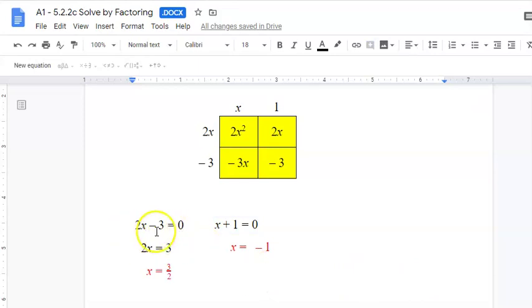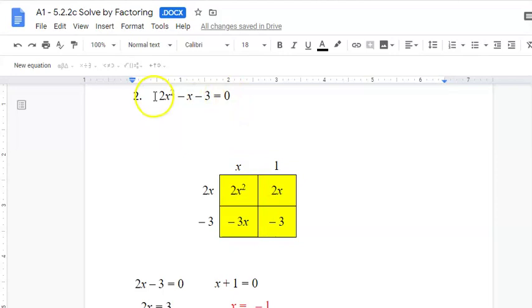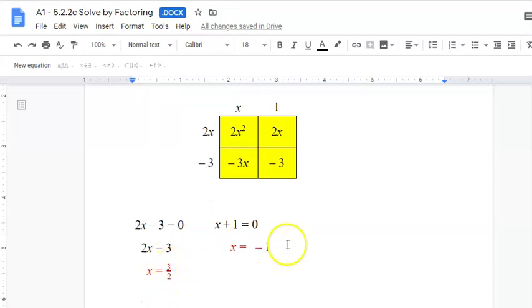To solve this first equation, you would add 3 to both sides to get 2x is equal to 3, and then divide both sides by 2 to get x equals 3 over 2. In the second equation, x plus 1 equals 0, you would subtract 1 from both sides to get x is equal to negative 1. One way to check your answer is to type the left side of your equation into Desmos, and then look at your x-axis and make sure that it crosses the x-axis at negative 1 and at 3/2, which is the same as 1.5.